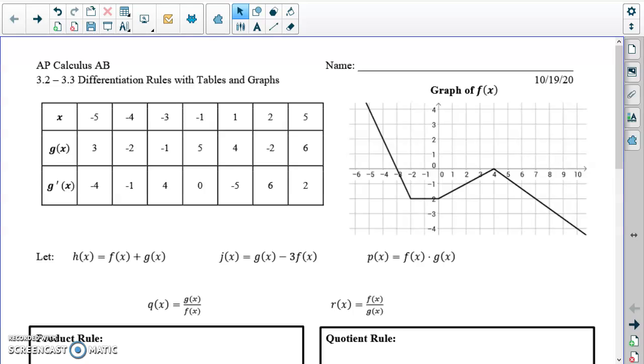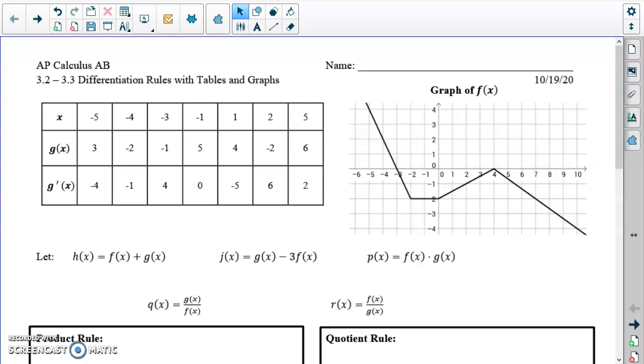Okay, so I want to go ahead and use some of the derivative rules that we've been talking about, such as the power or the product rule and the quotient rule, in order to apply those with tables and graphs. So I have a table here for you. I have a table of x values, g of x values, and g prime of x values. I also have a graph, and notice the graph is f of x.